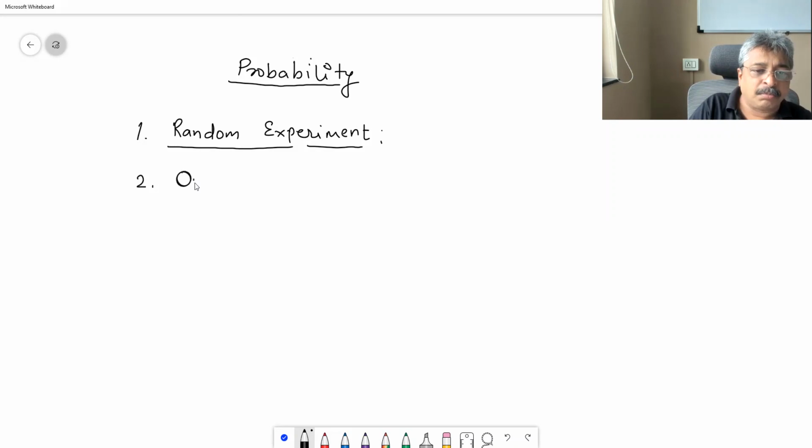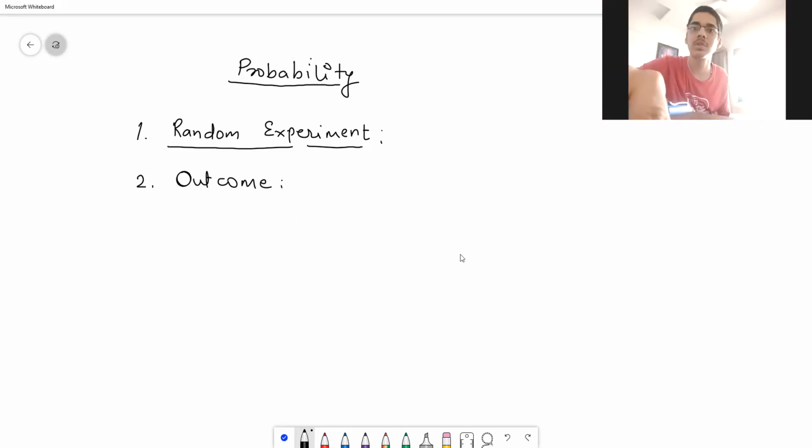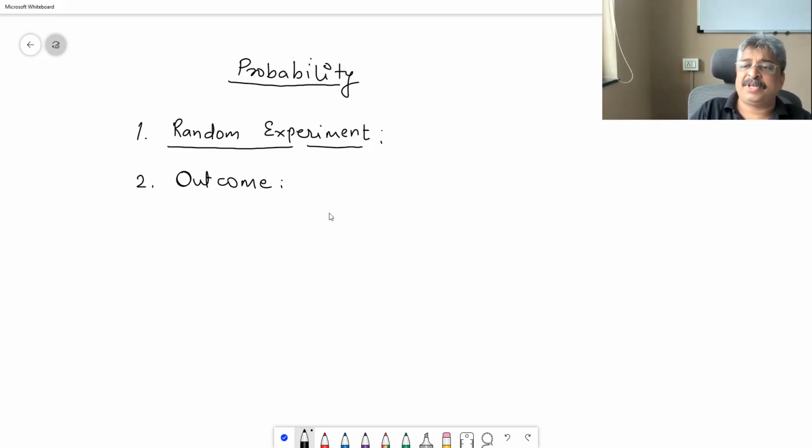Second term is outcome. Don't write it down and then take it later. These are standard definitions and available everywhere. You should not waste time, nor will I waste time writing on the whiteboard. We are just checking whether we are understanding these terms or not. Outcome: the result of a random experiment is called an outcome.